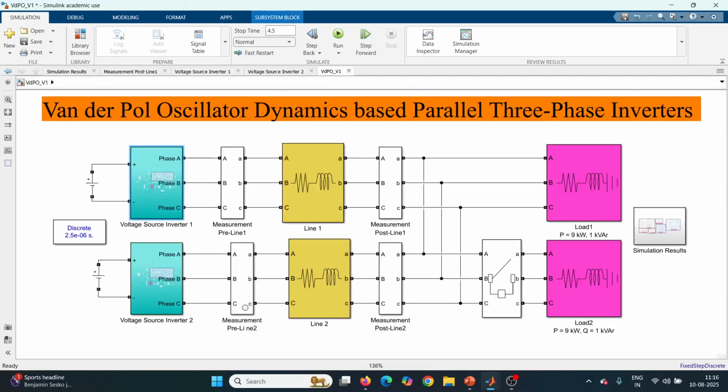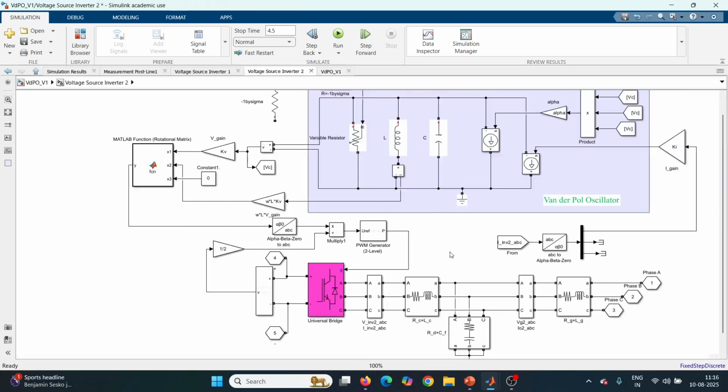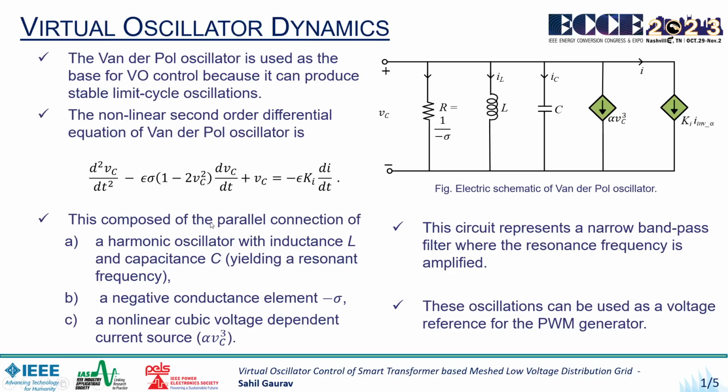Now let us see some important points about van der Pol oscillator dynamics before we see the simulation results. Also, this voltage source inverter 2 is identical to voltage source inverter 1, and all the parameters are identical with respect to voltage source inverter 1. So let us see some important points about VdPO dynamics.